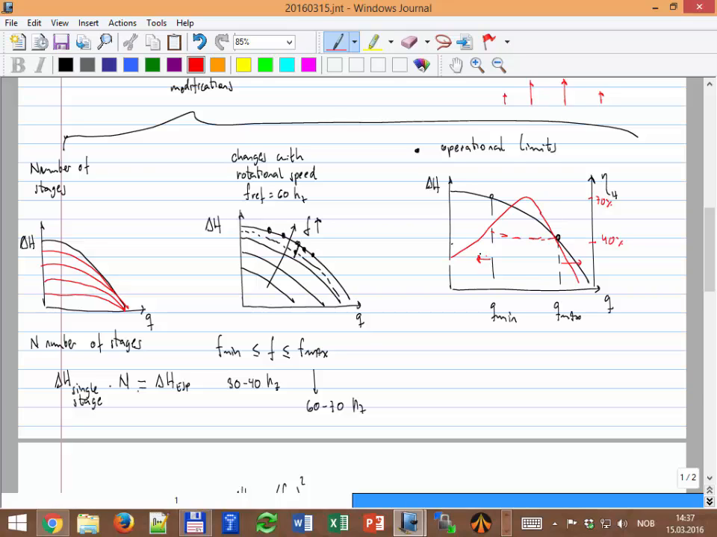Also something else that we didn't comment on last class is that there is a problem called up thrust and down thrust.